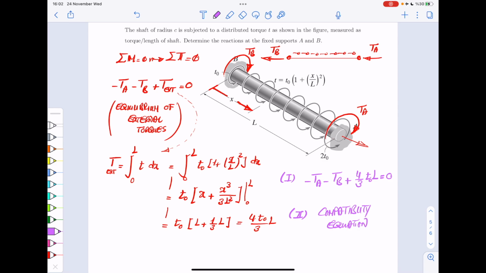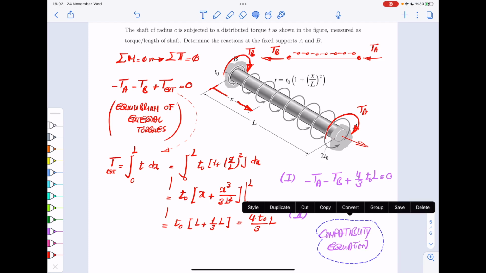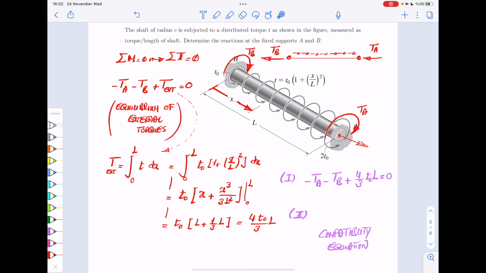So what is the compatibility equation in this example? You see, these two points are fixed at A and B. So phi of A with respect to B is 0, right? So that becomes your compatibility equation. You can say phi of A with respect to B is 0.